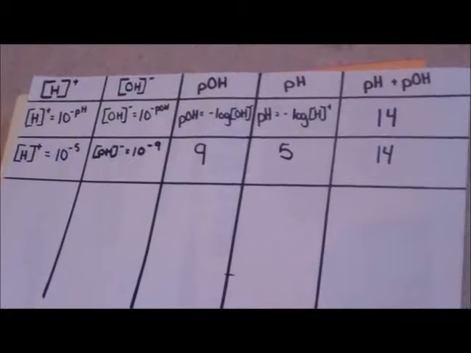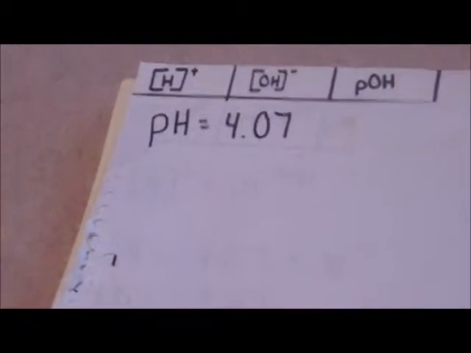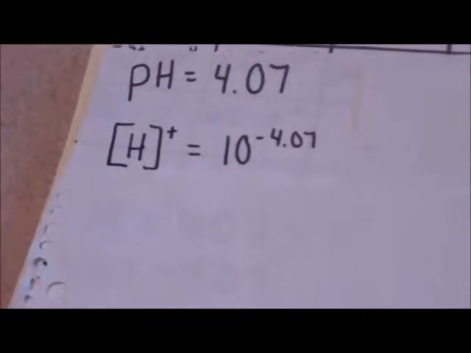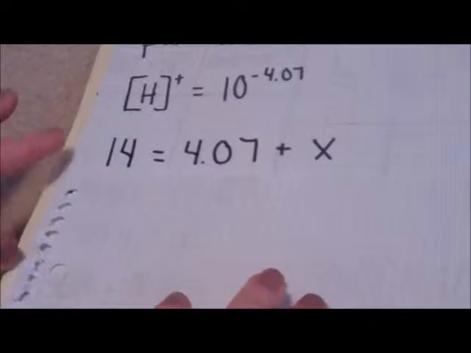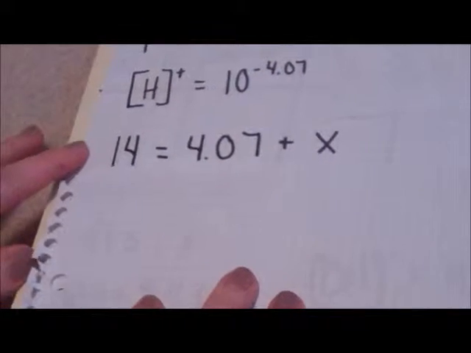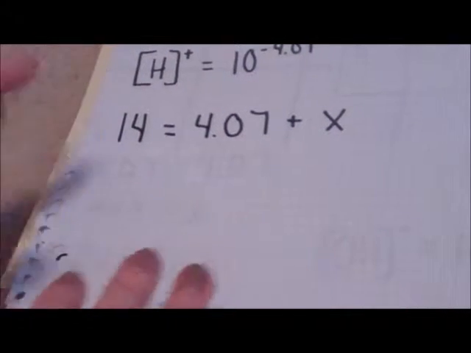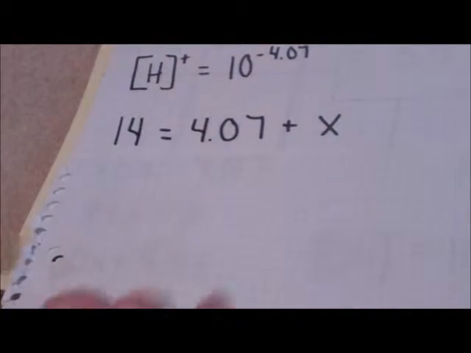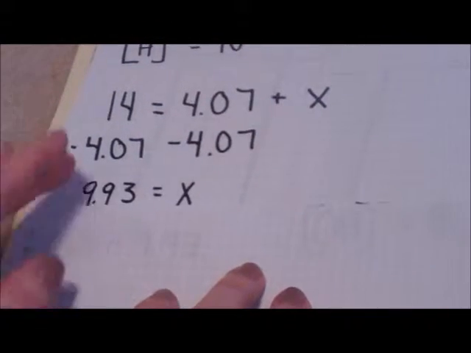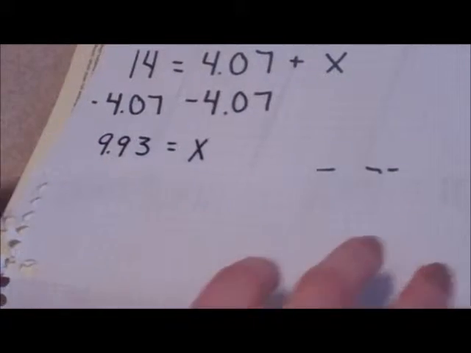So let's try a harder example. Say you're given a pH of 4.07. From this, you can say that the hydronium concentration equals 10 to the negative 4.07. We can take the formula for the equilibrium of water, which is pH plus pOH, and substitute the unknown, which is pOH, in for x. So if we have 14 equals 4.07 plus x, we can subtract the 4.07 from the 14, which gives us x equaling 9.93.